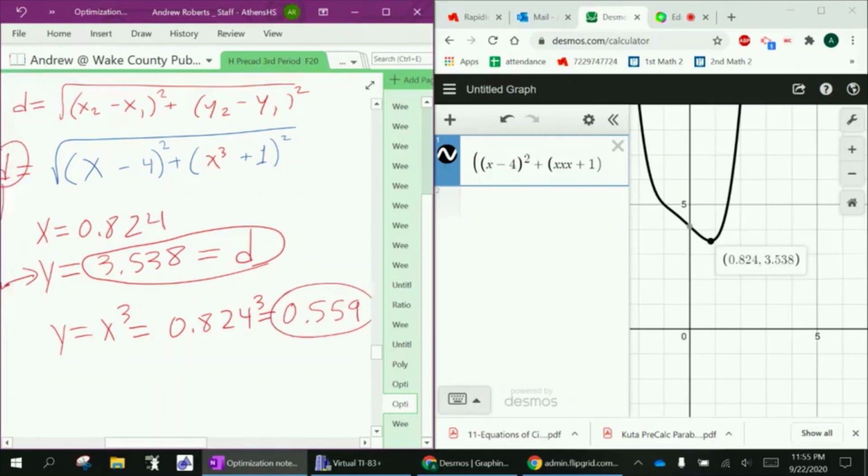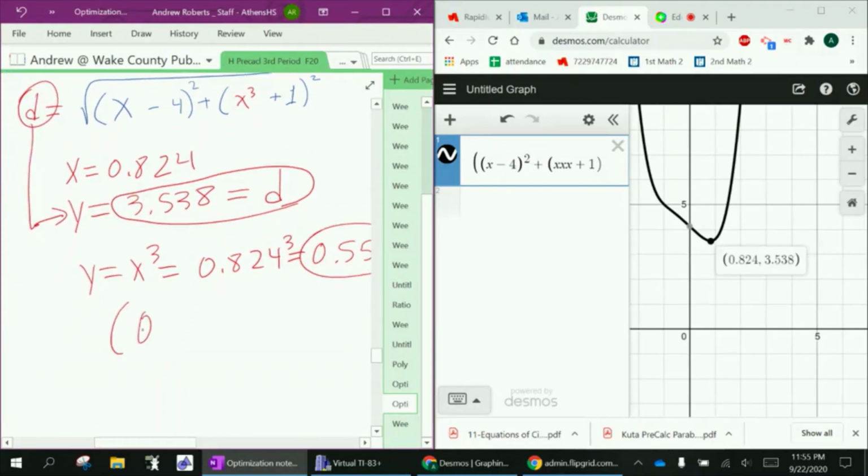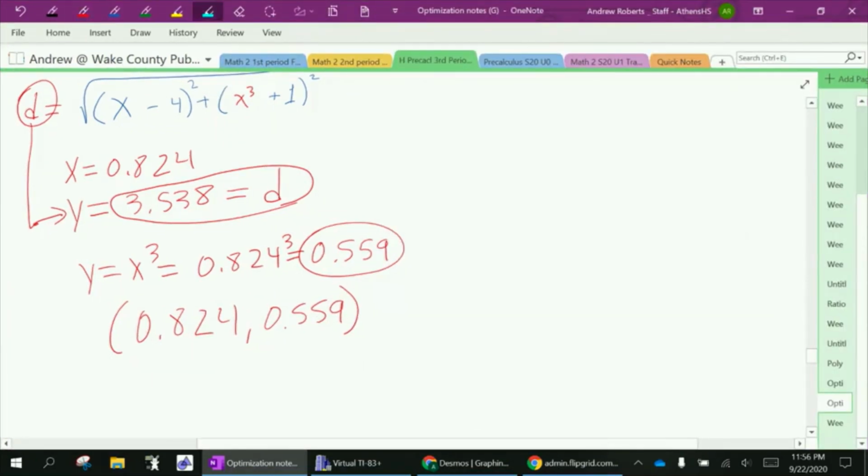So this is my actual y value. So the point is going to be 0.824, 0.559. Okay. So final answer. That is the closest point to 4, -1, and that is how far apart they will be, 3.538.